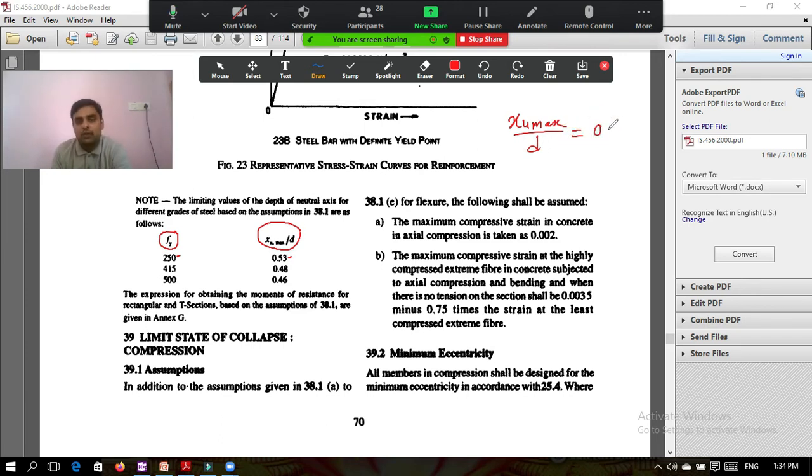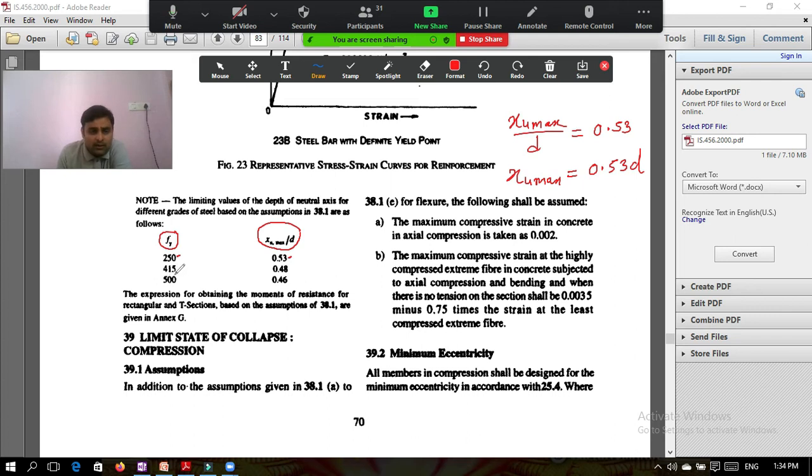So this value is 0.53. If this value is 0.53, then I can write XU max. What is the value of XU max? XU max is equal to 0.53D, where XU max is the maximum depth of neutral axis, and D is the effective depth.